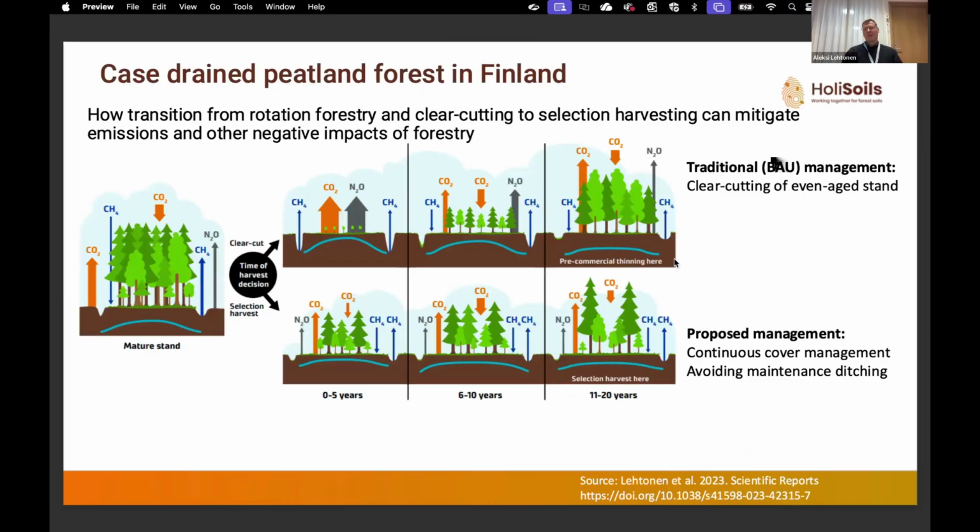Then for the end, I would like to take an example that we did earlier, taking these kinds of measurements and using them with the forest simulators to look at what happens if you transition from rotation forestry and clear cutting to selection harvesting on these fertile drained peatlands, and what it would mean for Finland if you would keep the harvesting levels as they have been. So you would provide the timber for the forest industry, but you would change the management in a small fraction of the land, the fraction being fertile drained peatlands.